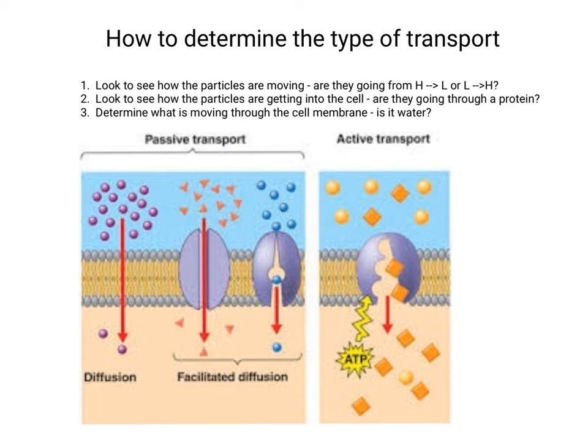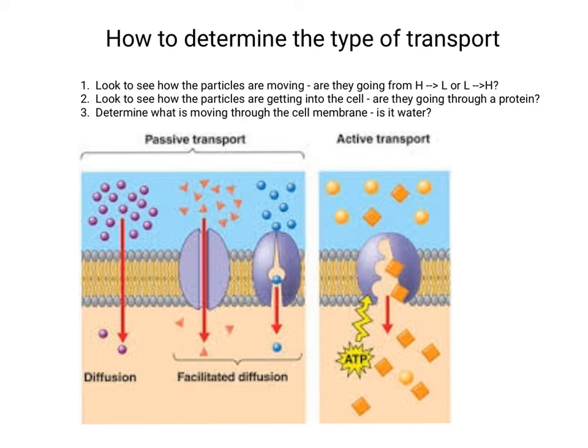Then the second thing, once you determine how they're moving, is to determine how those particles are getting into the cell. So these guys right here, they're going directly through the phospholipid layer. So this is an example of diffusion. The second way, remember, is for the particles to go through a protein. And notice it's going from high concentration to low concentration, and it's going through a protein. So that is facilitated diffusion.